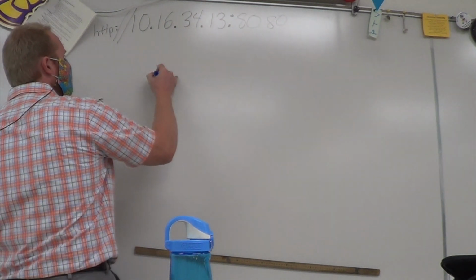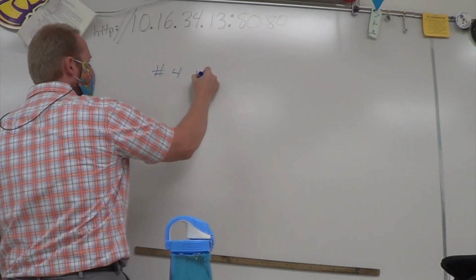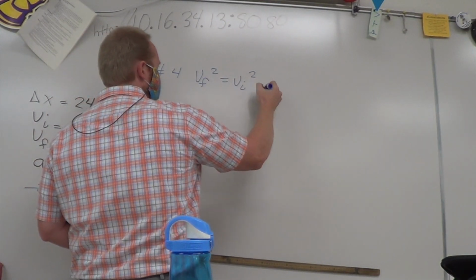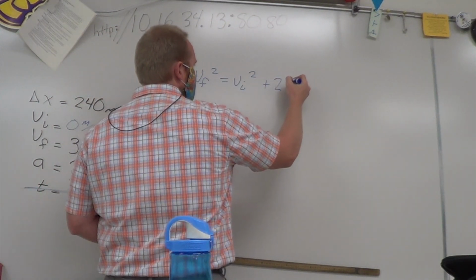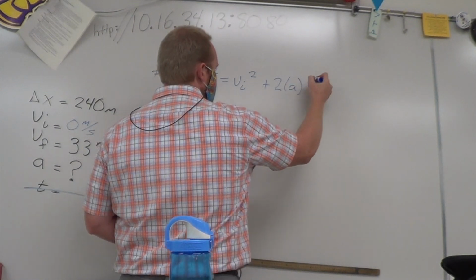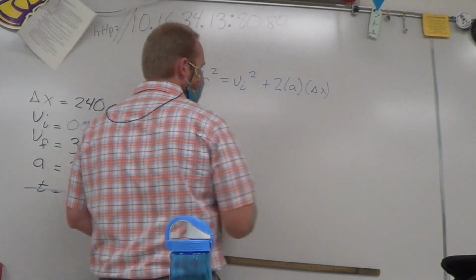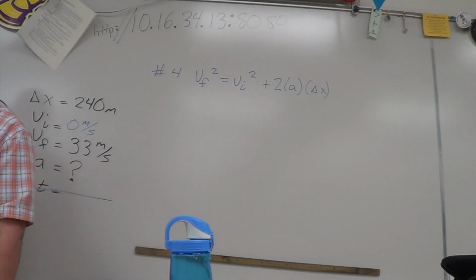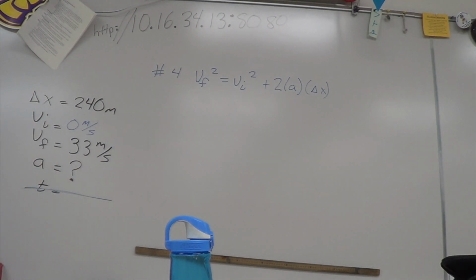And equation number 4 is VF squared is equal to VI squared plus 2 times A times delta X. I use parentheses a lot for my multiplication symbol. Realize here there isn't one, but it's 2 times A times delta X. That's what that's saying.